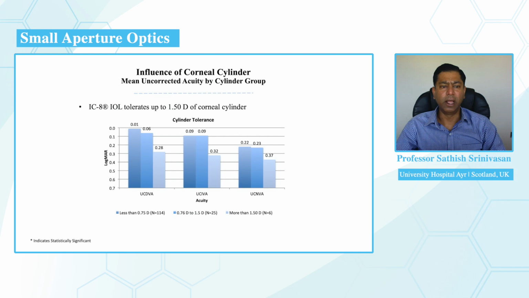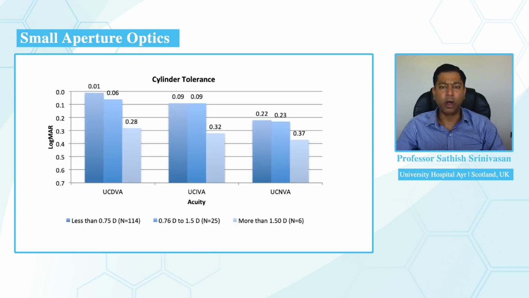This is the influence of the refractive error on visual acuity, showing that the IC8 IOL eye can tolerate up to 1 diopter of deviation from the refractive target without compromising on the uncorrected distance, uncorrected intermediate, and uncorrected near vision.